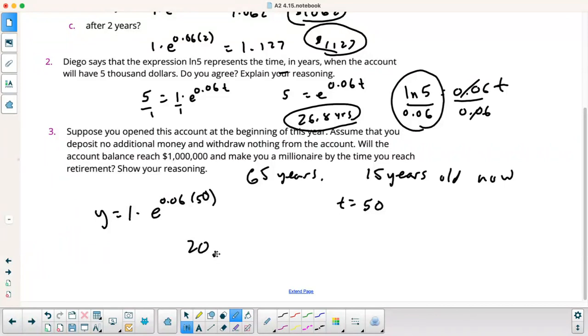So 20,086. Okay, so if it's in thousands, it's going to be way off. It's going to be 20,000 approximately, or 20,086. So I would say no, not even close to $1 million.